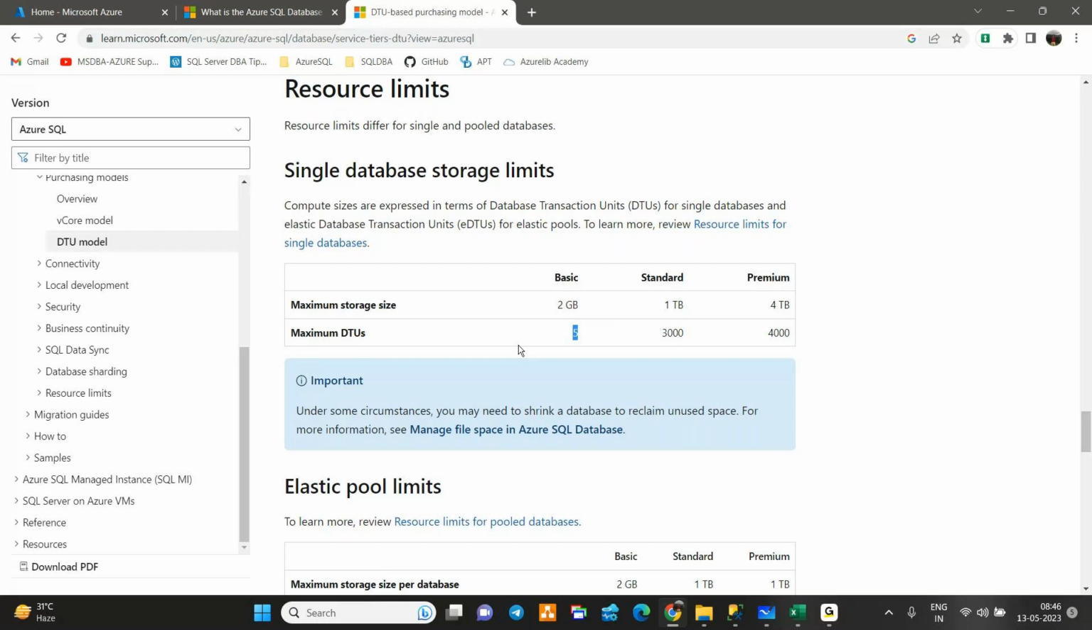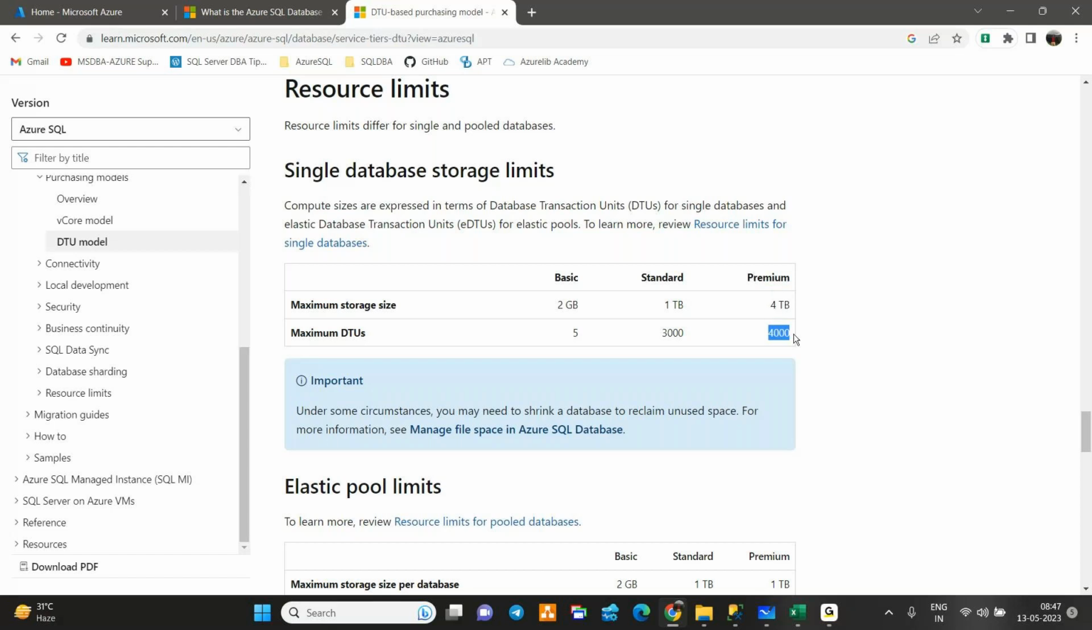When I go for standard, your database size can be a maximum of 1 TB, and you will get 3000 DTUs; your database can use up to 3000 DTUs. When you go for premium, your database size can be 4 TB, and you can use a maximum of 4000 DTUs.